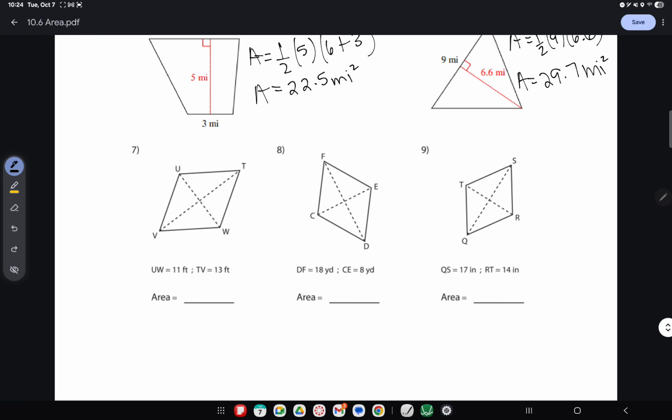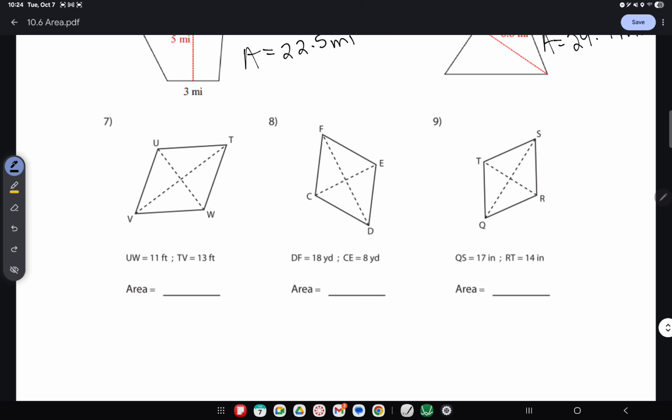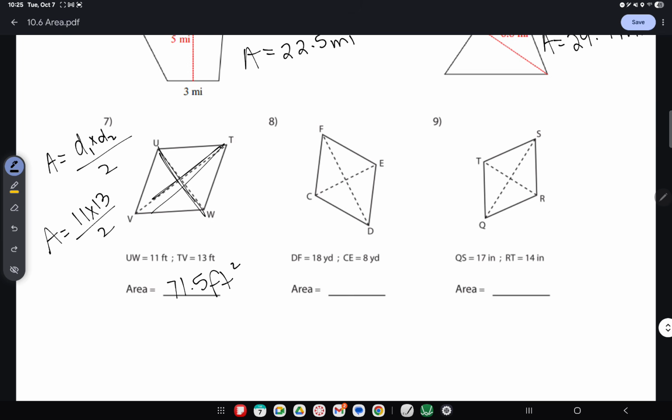All right, I have a rhombus here, and it tells me the diagonals. So UW is 11, and TV is 13. So the area is the sum of, nope, not the sum. Multiply the diagonals and then divide by 2. So 11 times 13 divided by 2, and that gives me 71.5 feet squared.